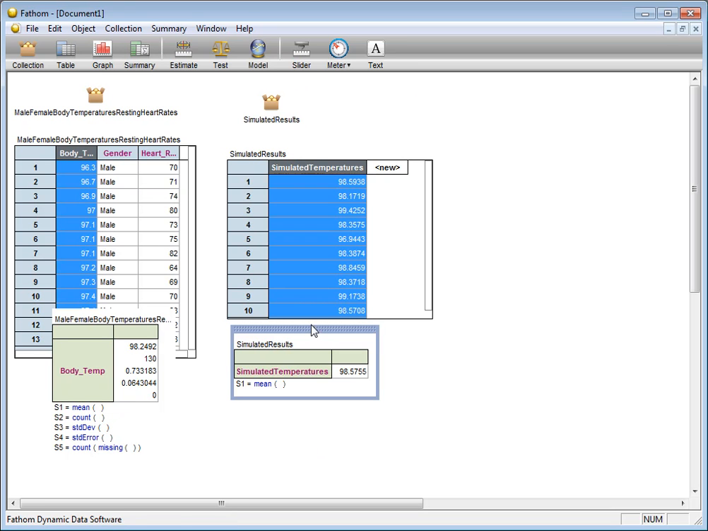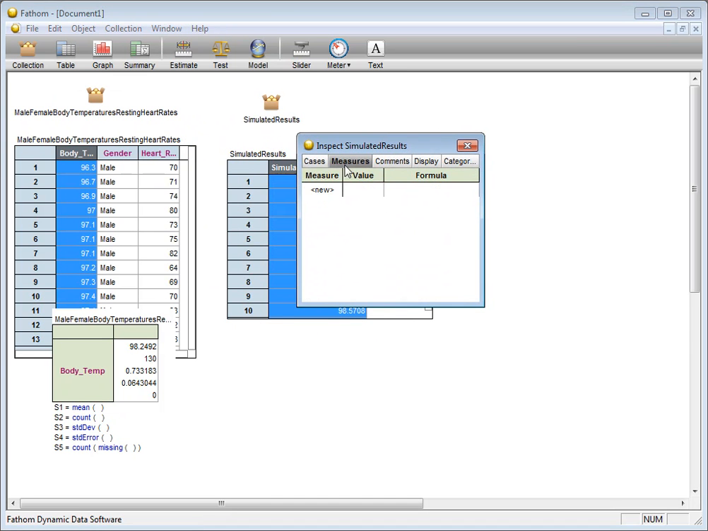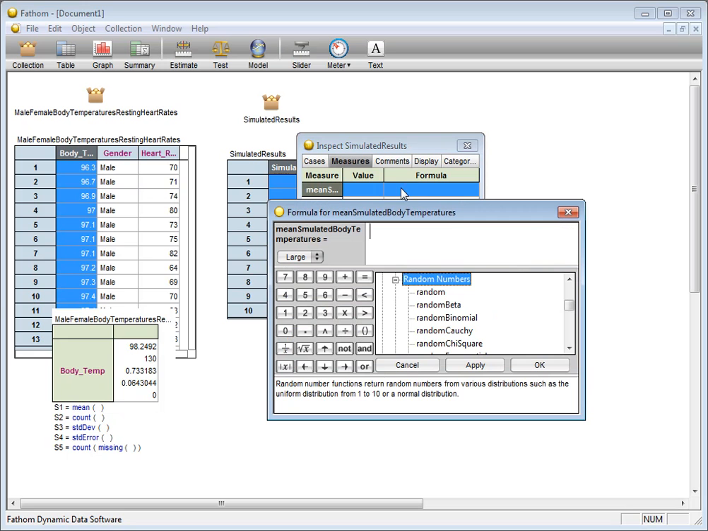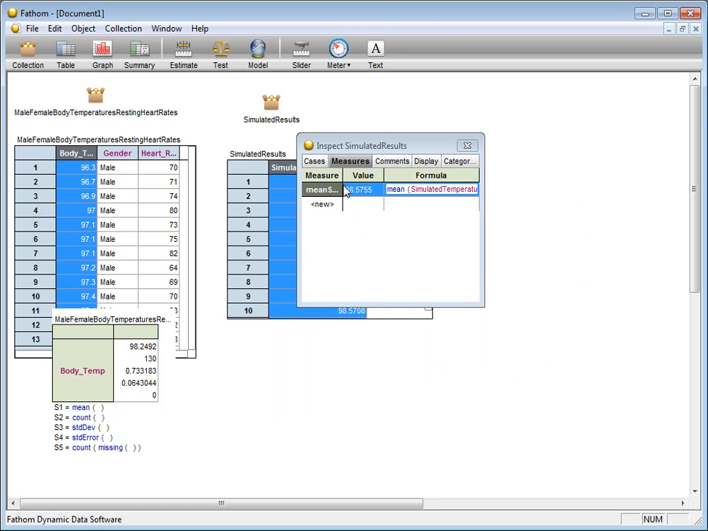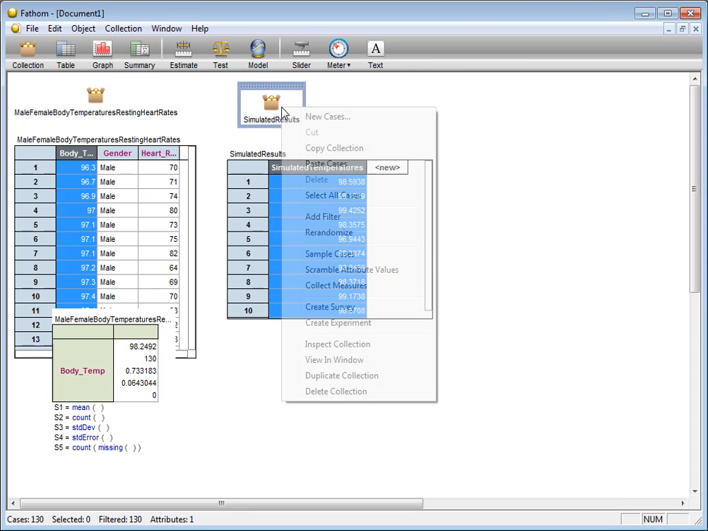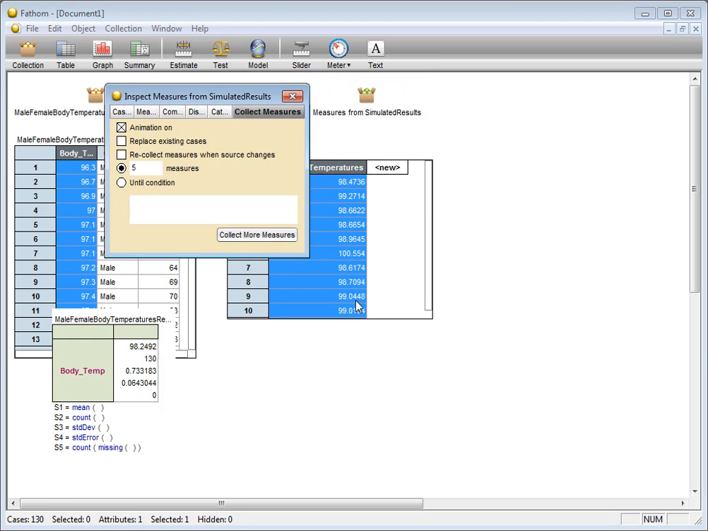So doing this once is not good enough, of course. I'm going to impose a measure on this simulated group of data. It's going to be the mean of the simulated body temperatures. And the formula is going to be quite simple. It's the mean of the simulated body temperatures. And this is what we saw in our summary box just a minute ago, and I'm going to collect measures here. I'm not going to collect just 5 measures. I'm going to collect something much larger, like 1,000. Well, we can be more bold than that. Let's do 2,000 measures.